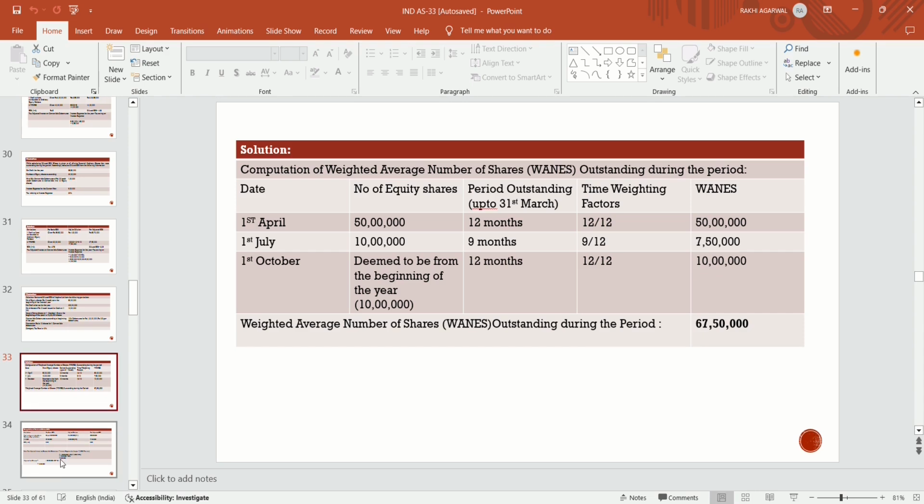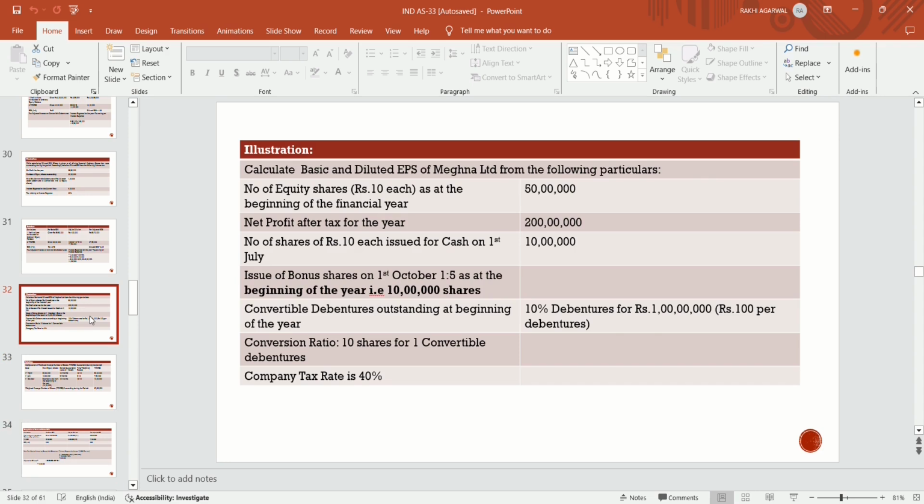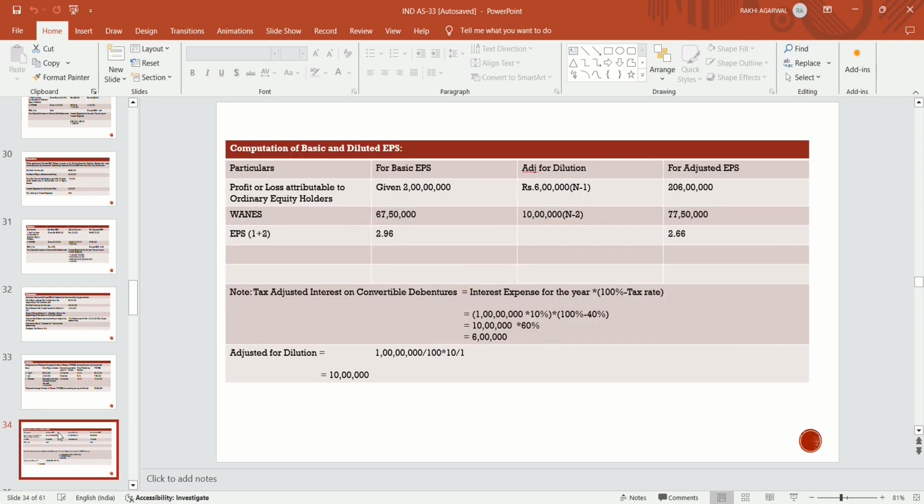Now we have to calculate the basic EPS. Profit after tax for the year is 2 crore. Weighted average number of equity shares is 67 lakh 50,000. So EPS is 2 crore divided by 67 lakh 50,000. So EPS is 2.96. That is the basic EPS.